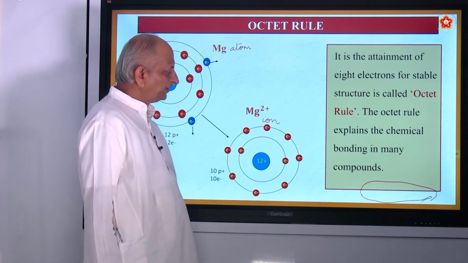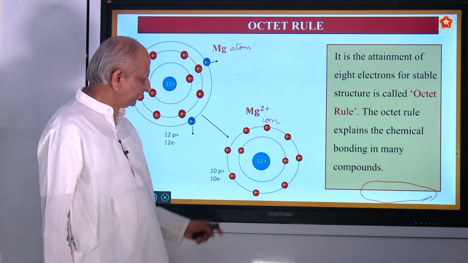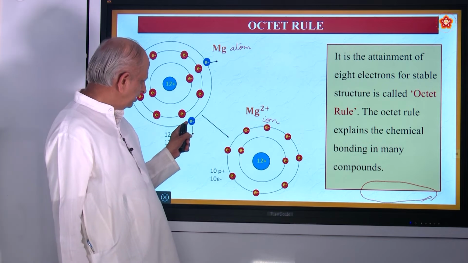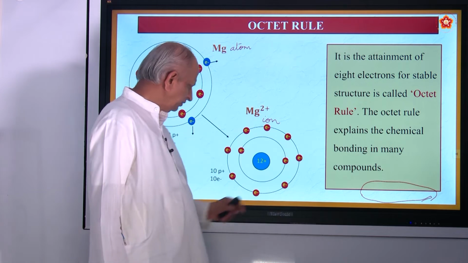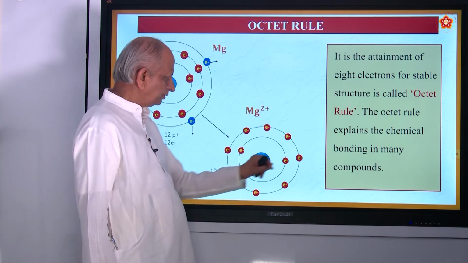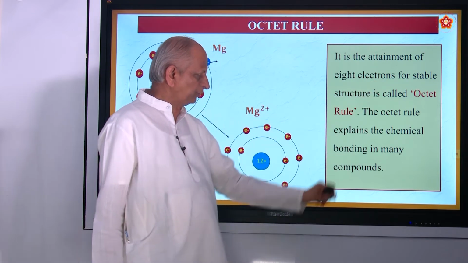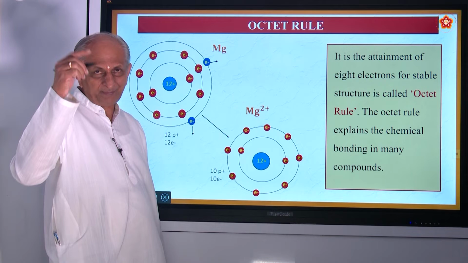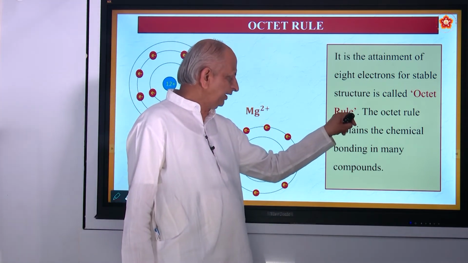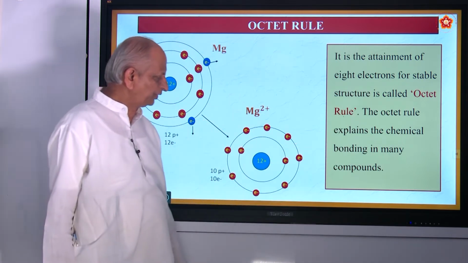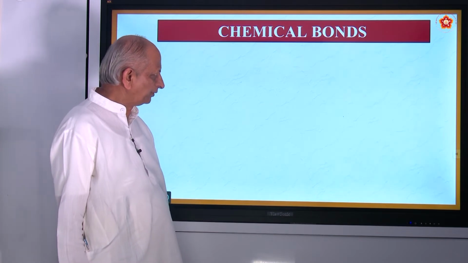The attainment of 8 electrons for a stable structure is called the octet rule. Octet means to get 8. Here magnesium loses the 2 in its outermost shell, then you have 8 in the outermost. This rule is called the octet rule. Very important: attainment of 8 electrons for a stable structure is called the octet rule. Except hydrogen, which may become helium; that is the duet rule. All other elements will try to get an octet in the outermost orbit. So this octet rule explains the chemical bonding in many compounds.